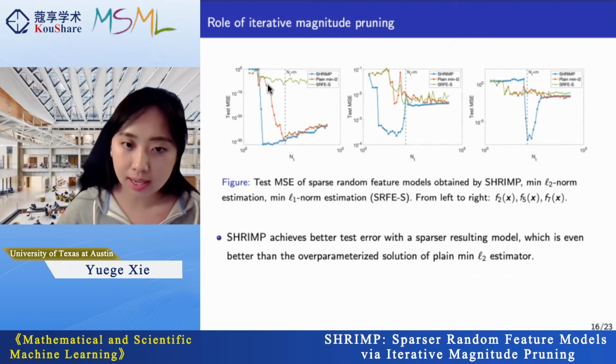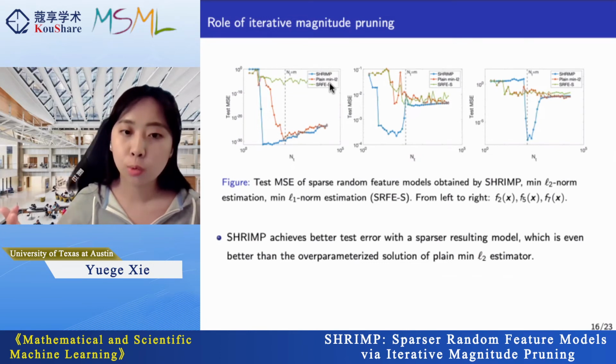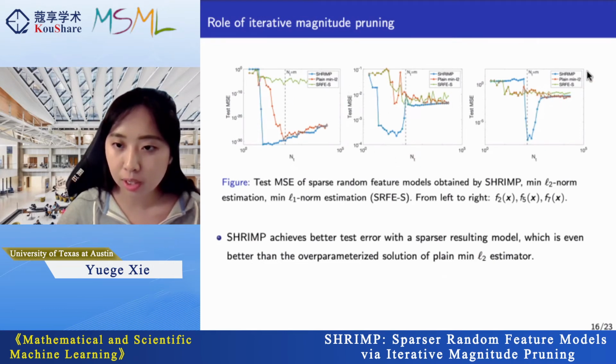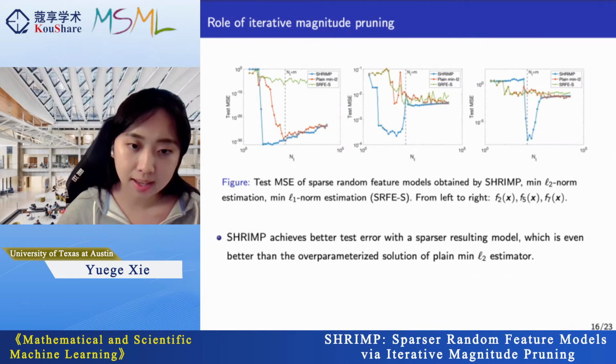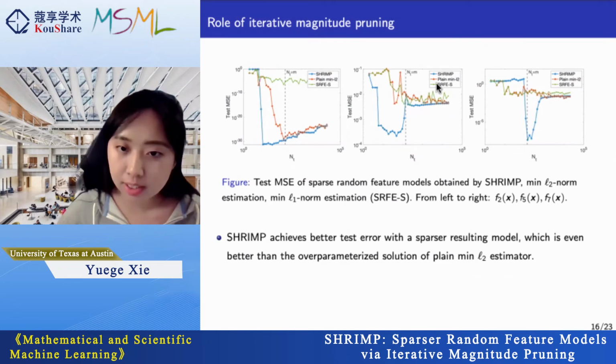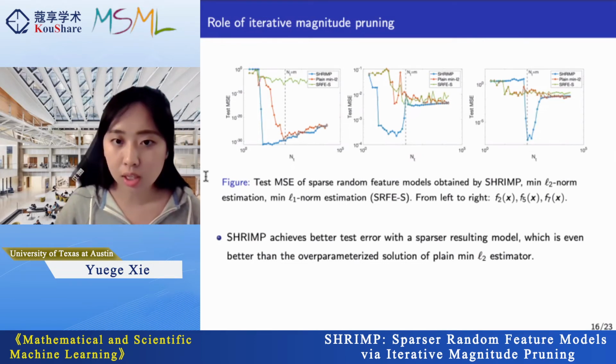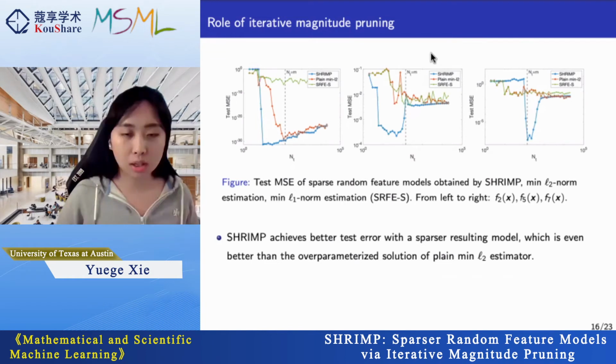So we compare the SRFE and the planted minimum solution, which corresponds to the random pruning here. And as we can see, the blue lines in those plots, SHRIMP can obtain the best test MSE in all the examples. And also here we see some double descent curve. And also the resulting model is sparser than other models. And I think those are the empirical findings of SHRIMP.